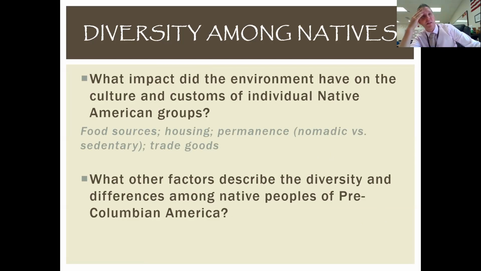Food sources means everything from what becomes important to them religiously to really how well fed they are and what they look like. Obviously their environment impacts their housing. Everything from the Northeastern Indians who are doing the longhouses, to our Plains Indians who are doing teepees because they're nomadic, to our Pueblo who are doing the adobe mountainside houses.